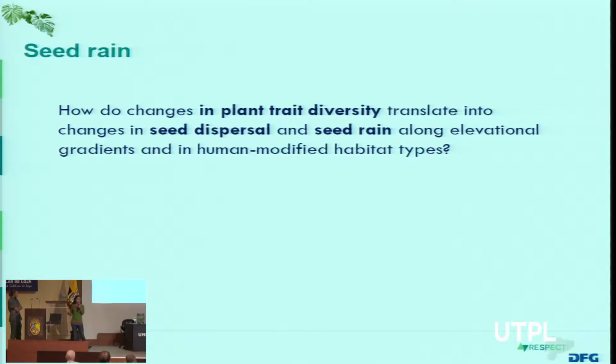This seed rain is part of my PhD thesis because I want to ask this question: how do changes in plant trait diversity translate into changes in seed dispersal and seed rain along elevational gradients and in human-modified habitat types?